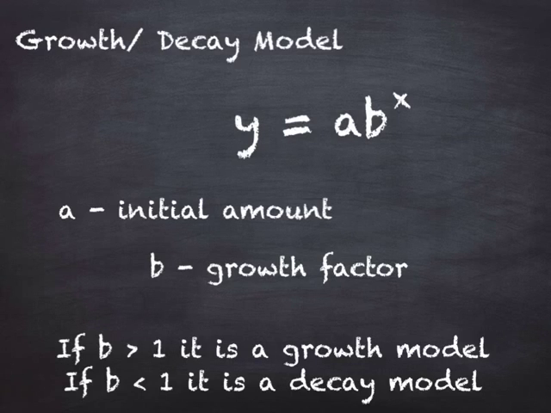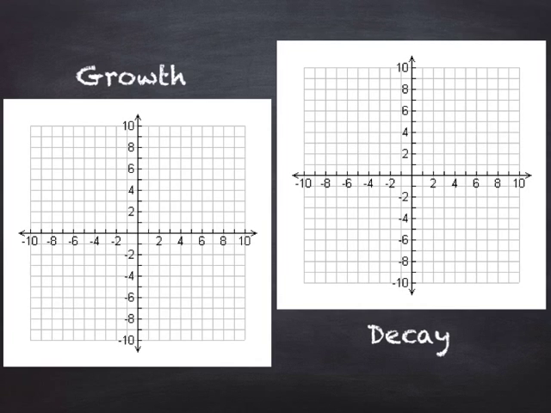If b is greater than 1, then this will be a growth model. If b is less than 1, then it will be a decay model. Growth and decay models have graphs. If it is a growth model, it will look like this, where it is increasing. If it is a decay model, it will look like this, where it is decreasing.